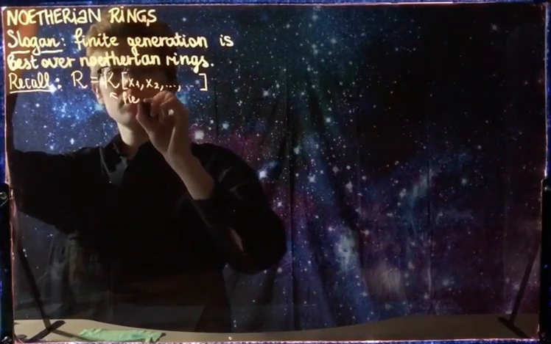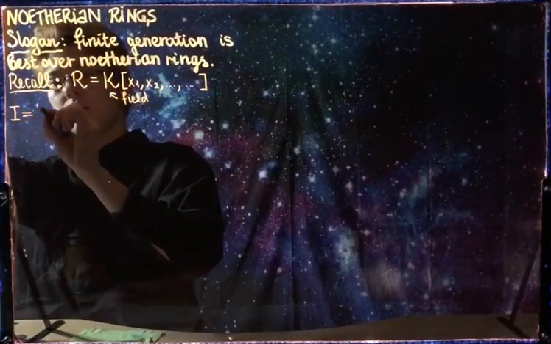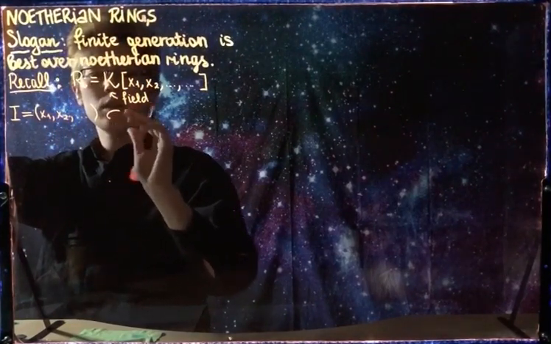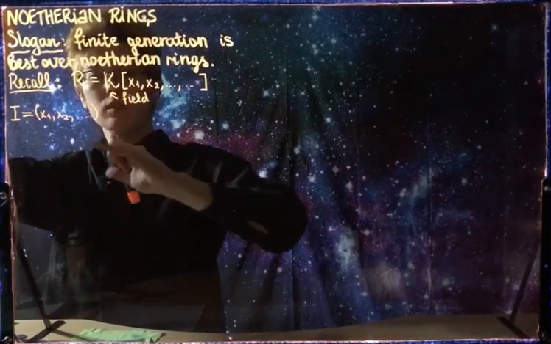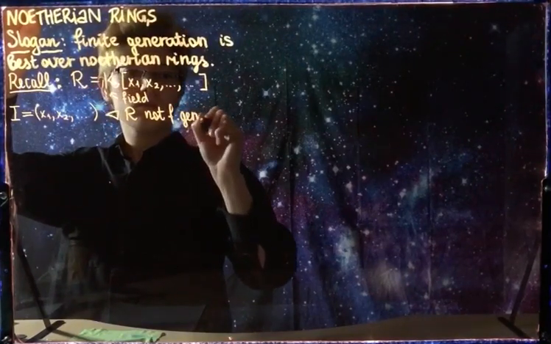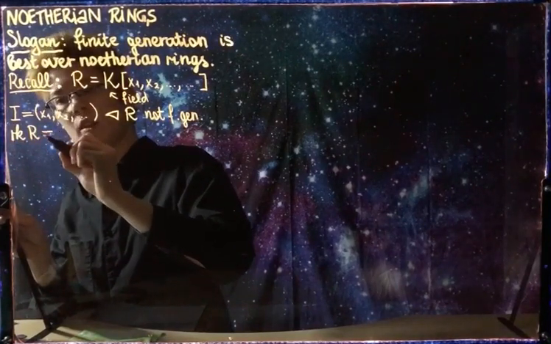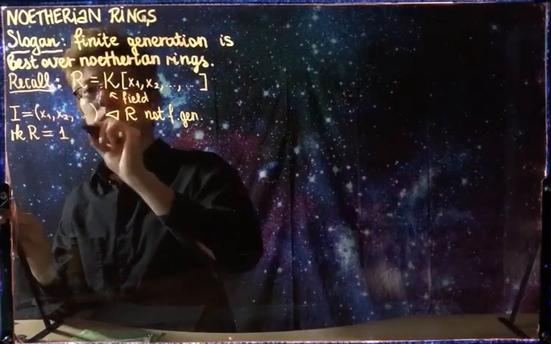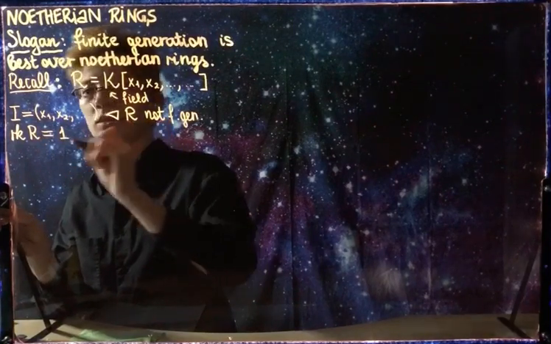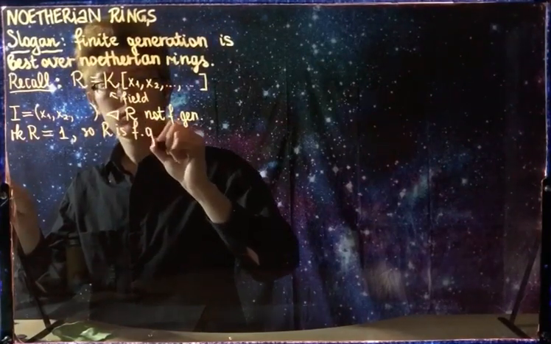So K is a field, and we take a ring of polynomials in an infinite number of variables, and then the ideal generated by x1, x2, etc., all the variables in R, is not finitely generated. However, R is a finite free R-module of rank 1, and so a module of rank 1, which is finitely generated, contains a submodule I, which is not finitely generated.